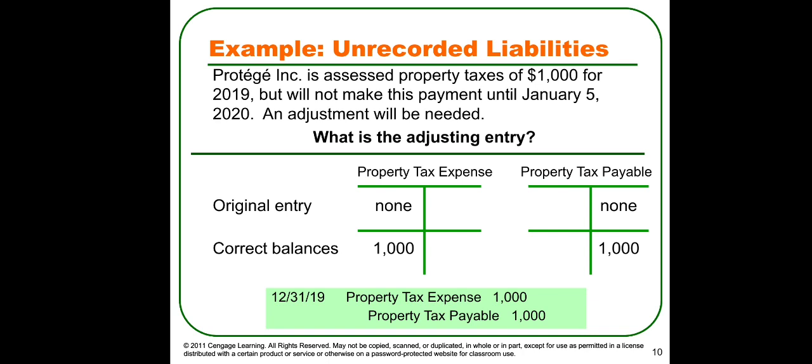So debit property tax expense 1,000, and then this situation shows that the business has to pay something in the future. When the business has to pay something in the future, in accounting, you have to record it as a liability. So debit property tax expense 1,000, credit property tax payable. So it shows that property tax payable is a liability account. It shows that the business has to pay $1,000 in the future, in year 2020. Okay, this is the adjusted entry for unrecorded liabilities.